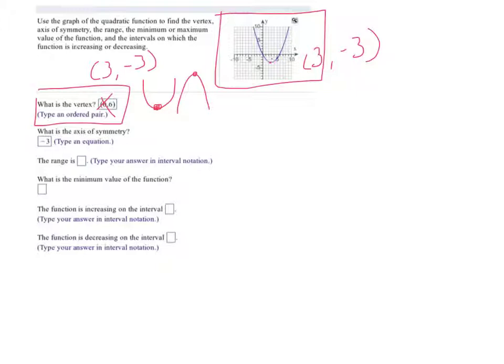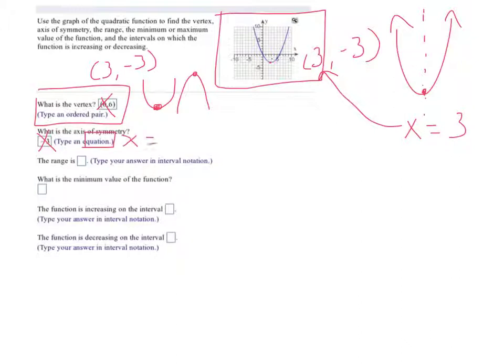Now that's my vertex. Now the axis of symmetry, I'm going to blow this up a little bit, is basically this line right here that goes through that vertex. This is a vertical line, so it's an x equals value, and it's going to equal whatever my x value is. So in this case it's x = 3. The directions here say to type an equation, so we need to make sure we include the x = 3.